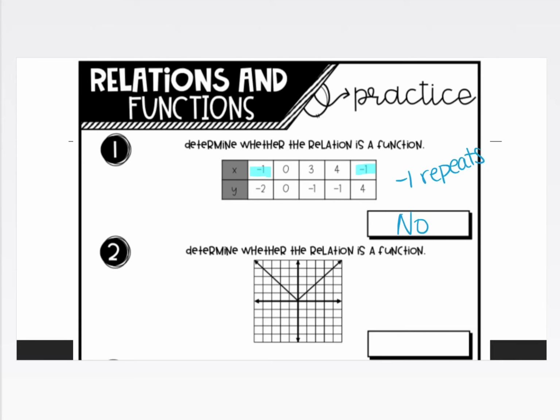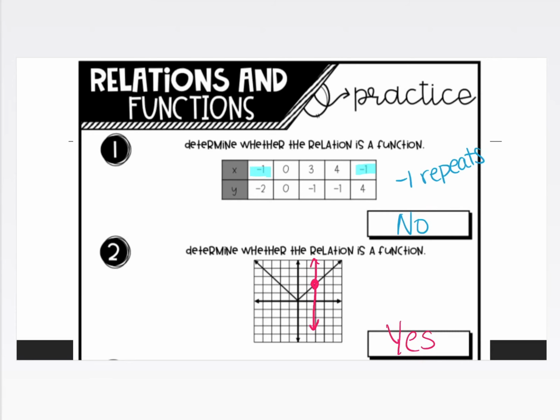For number 2, we have a graph. This is actually an absolute value function, which I guess I just kind of gave away with saying absolute value function. If we draw a vertical line through this, though, it only touches our graph one time, and we can draw infinitely many vertical lines, and they will only pass through our graph once. So yes, this is a function.